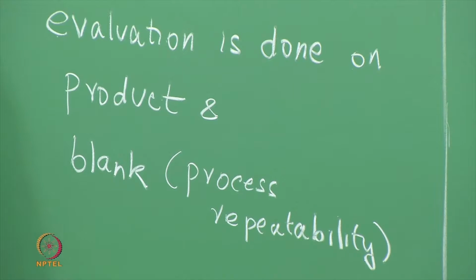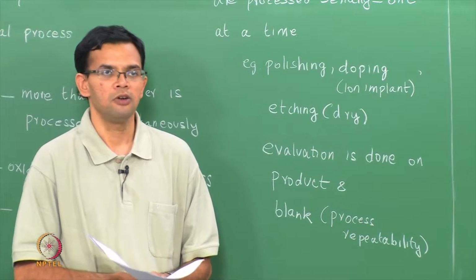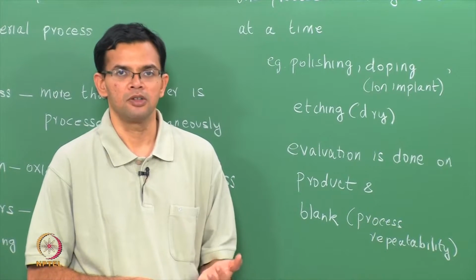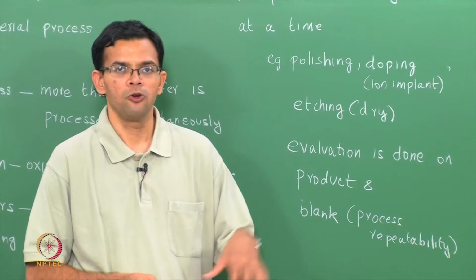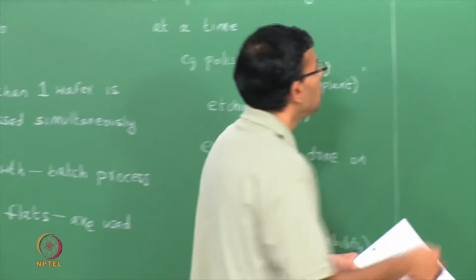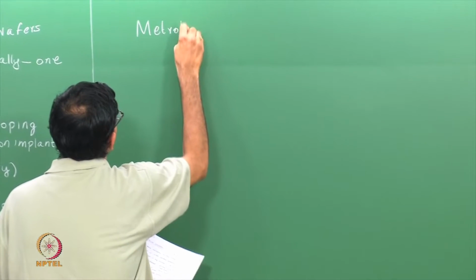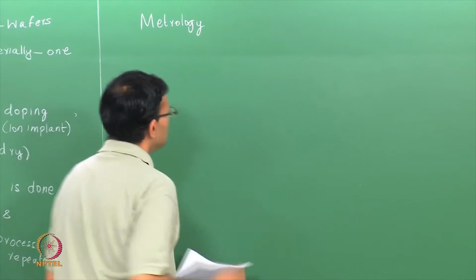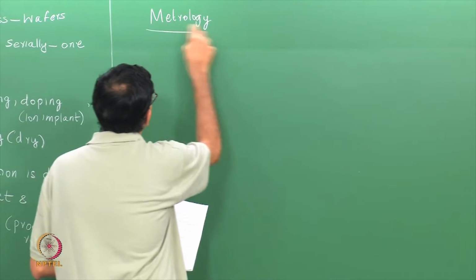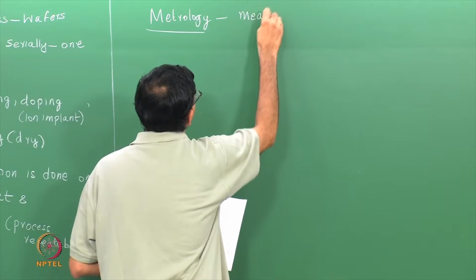So far we have seen what process and device evaluation is and how it is carried out, whether you have a batch process or whether you have a serial process. So, let us look more closely at the evaluation process itself. We usually define process evaluation as part of metrology, where metrology is nothing but the measurement of physical surface features.